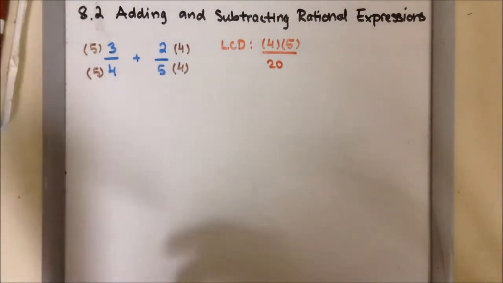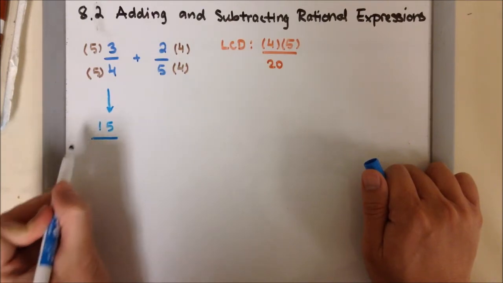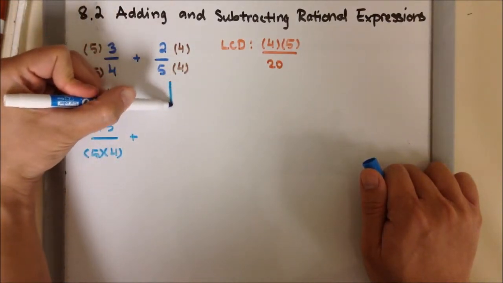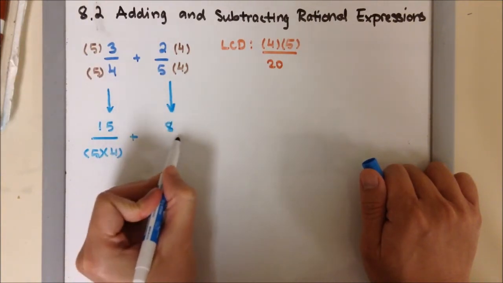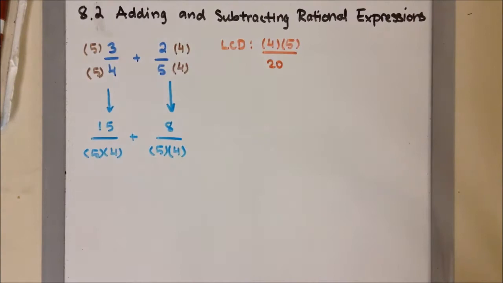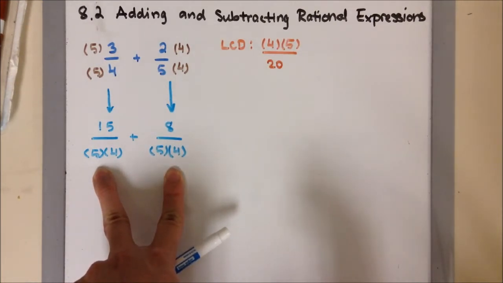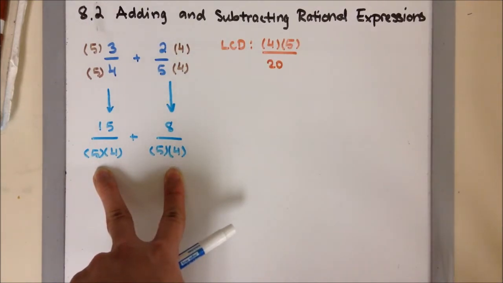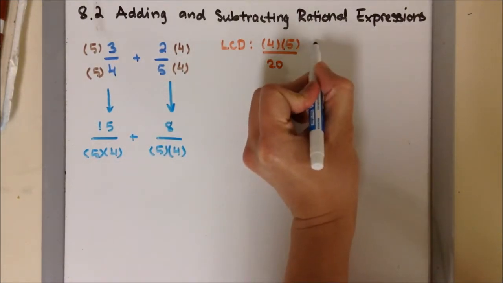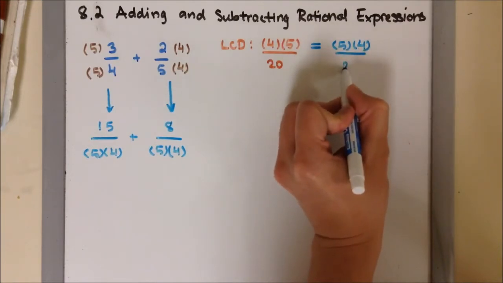So when I multiply, I'm going to multiply the numerator. So 5 times 3 is 15. And on the bottom, it will be 5 times 4. Plus, for the second fraction, again, I'm going to multiply the numerator. So 2 times 4 is 8. But in the denominator, it's going to be 5 times 4. Now, if you look closely, you notice that the factors are in a different order, which is okay. Since these two factors are multiplying, order does not matter. So right over here, for my LCD, we could have written 5 times 4, and it would still be the same thing, because 5 times 4 will also give you 20.